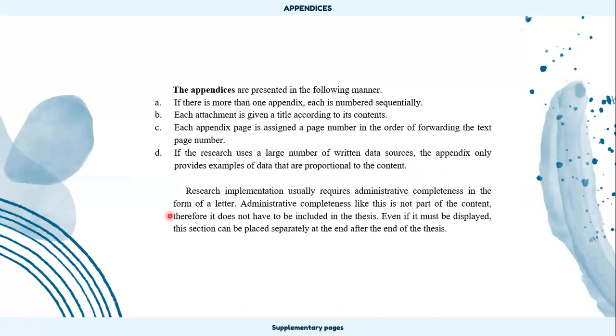Research implementation usually requires administrative completeness in the form of letters. Administrative completeness like this is not part of the content. Therefore, it does not have to be included in the thesis. Even if it must be displayed, this section can be placed separately at the end after the end of the thesis.